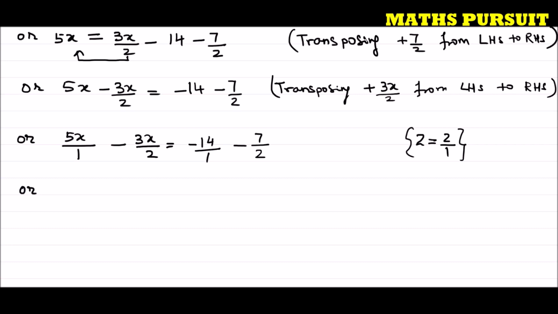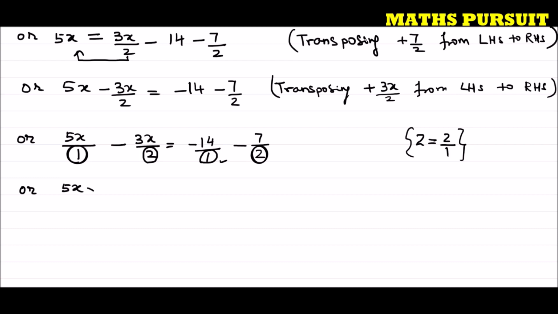You could see here the denominator is 2 and here also the denominator is 2. Now let us make this denominator 2. How can we make this denominator 2? That means we need to multiply 2 to this denominator as well as 2 to this denominator. If we are multiplying 2 to the denominator, we should also multiply 2 to the numerator. So let us do the same thing.